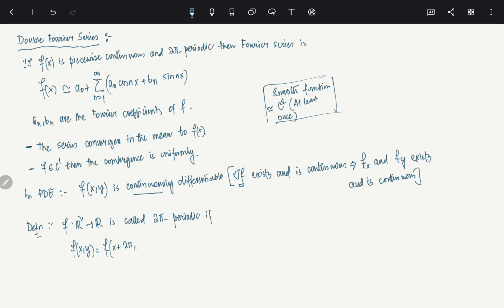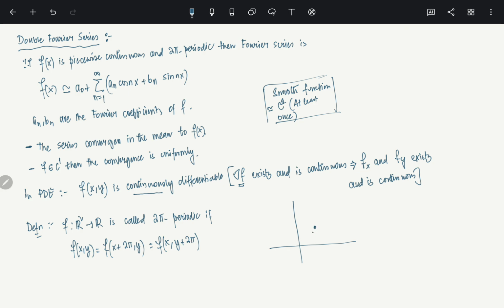This should be true, and again if we fix x, it should be 2 pi periodic with respect to y, so f of x y plus 2 pi. I hope this is very clear. This is very easy. Let's just draw a small picture and understand what's happening.